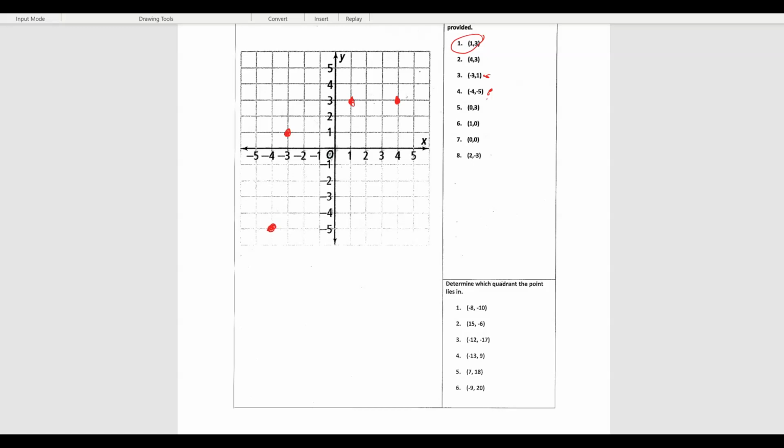0, 3. That means don't go to the left or right at all. Just simply go up 3. That's the point 0, 3. This one here says don't go up or down at all. So we're going to go to the right one, but we're not going up or down at all. That's a 0, up or down. 0, 0 is the origin. I don't go anywhere. And then I have 2 to the right, and -3 would put me down here in quadrant 4, 2, -3.